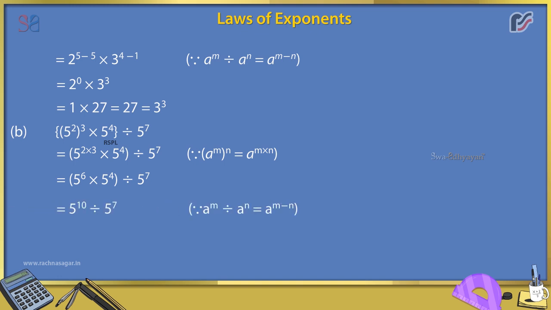5 raised to the power 10 divided by 5 raised to the power 7. Because a raised to the power m divided by a raised to the power n is equal to a raised to the power m minus n, which is equal to 5 raised to the power 10 minus 7, which is equal to 5 raised to the power 3.